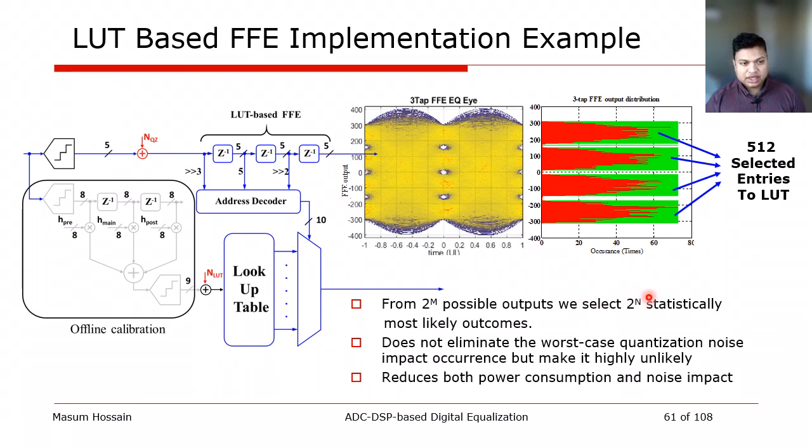And these 2 to the n's are statistically most likely outcomes as seen from these distributions. This does not eliminate the worst case quantization noise. It only limits the probability of it happening. Because in this system we are targeting only BER of 10 to the minus 6, even such a statistical improvement can become beneficial. And this implementation also reduces the power and the noise impact.